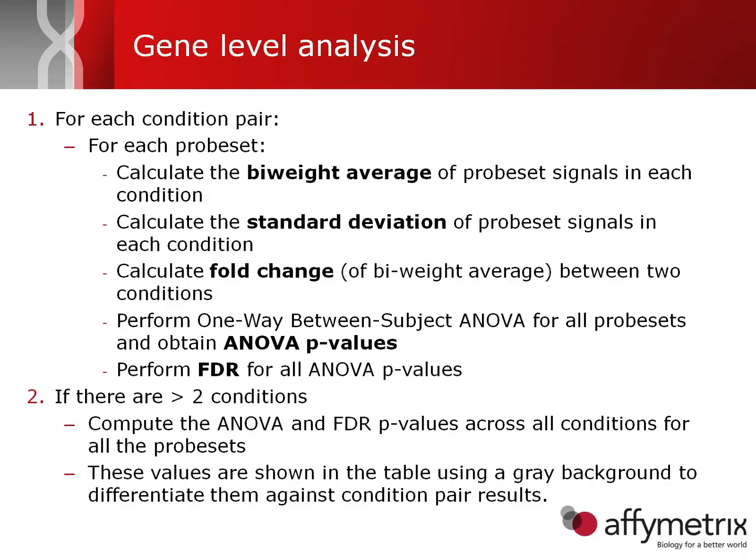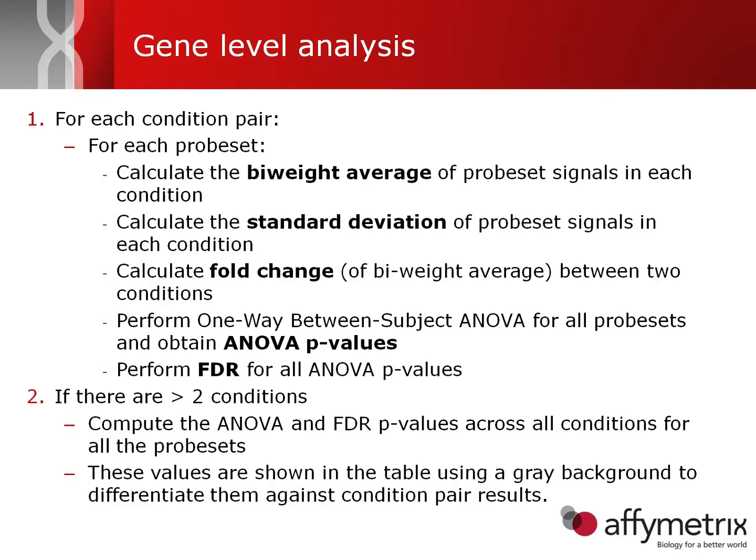When you do the gene level analysis in TAC, there are several metrics that are calculated for you. For each condition pair, and for each probe set, we'll calculate the average, standard deviation and fold change. In addition, a one-way between-subject ANOVA will be performed on all the probe sets, calculating an ANOVA p-value, and this will also be subject to an FDR correction. So we'll have both the FDR and the ANOVA p-values available.